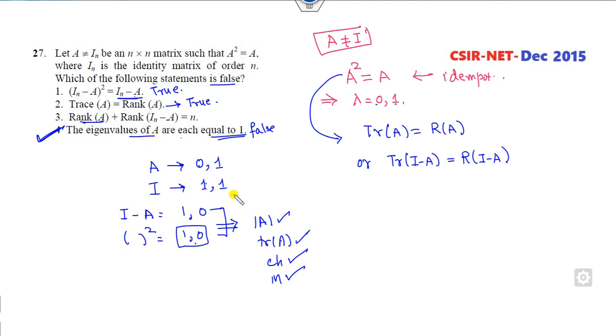Again, this is the same because what is the rank of this? One eigenvalue is 0, so rank will be 1. Rank of I minus A is again 1, as one eigenvalue is 0, 1. So 1 plus 1, 2 it will be, because I consider the 2 eigenvalues, a 2 cross 2 matrix. So 1 plus 1 is 2, that's satisfied. So both are correct options. I consider 2 as 2, otherwise 0, 1 is only a 2 cross 2 matrix. So the rest 3 options are correct, only the 4th option is the wrong option.